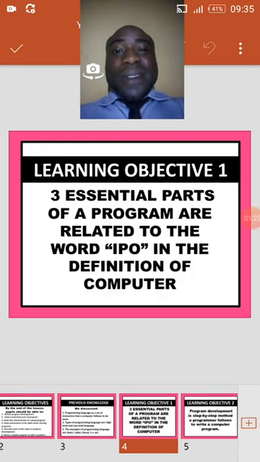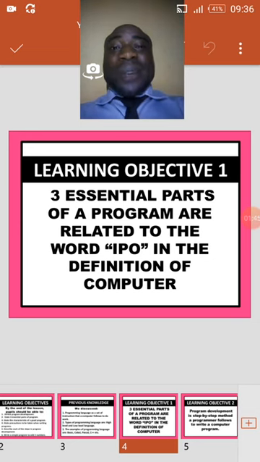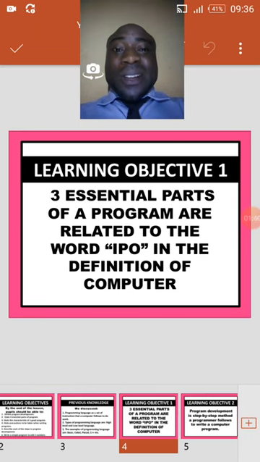Alright, now let's look at our learning objective 1 for today. What we are looking at is the 3 essential parts of a program, which are also related to the word IPO in the definition of computer. I believe you can still define computer. Alright, what is computer? We can say computer is an electronic machine or device that accepts data, processes the data, and brings out information. If we look at the definition, there are 3 keywords, which are input, process, and output.